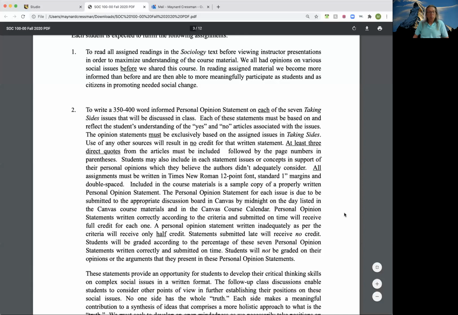All assignments must be written in Times New Roman 12-point font, standard 1-inch margins, and double spaced. Most of you as majors, not all of you, most of you, your major requires APA format, which is what this is. So just get into the habit of doing it.